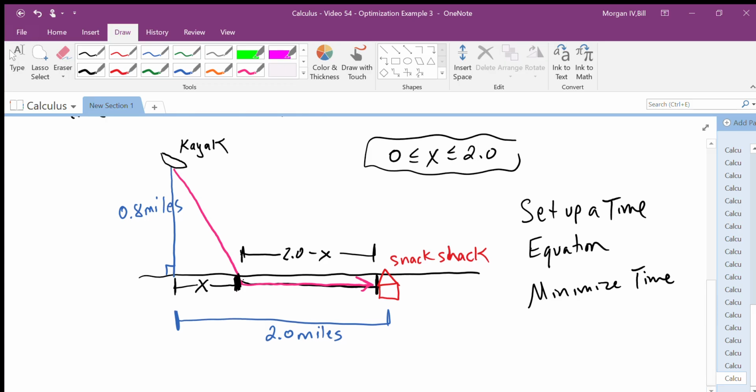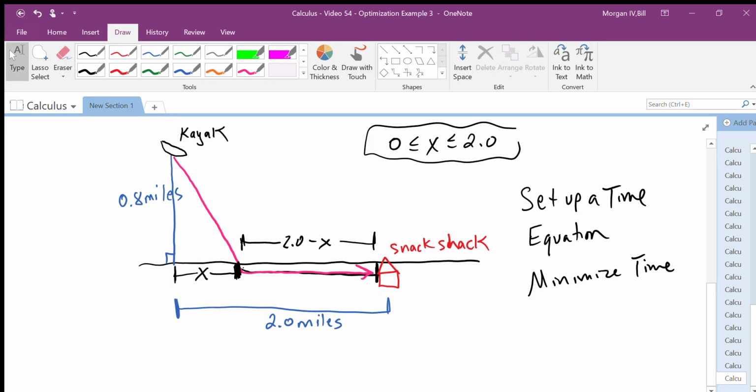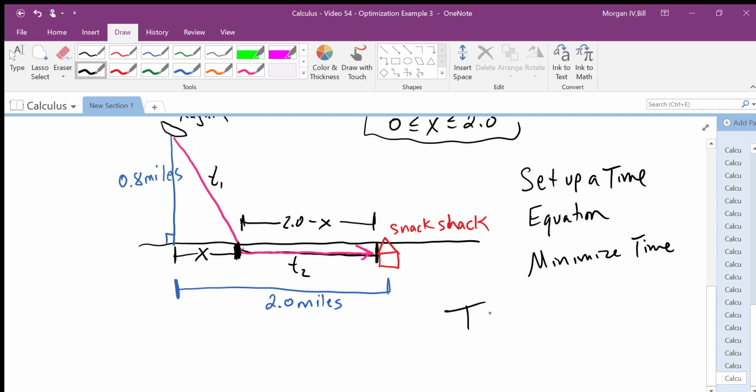If you want to set up a time equation, there's two things we have to look at. There's the time that you would spend kayaking. Let's call that time 1. And then there's the time that you'd spend walking. Let's call that time 2. So our time equation, T, can be thought of as the time you spend kayaking, time 1, plus the time you spend walking, time 2. There's our time equation.